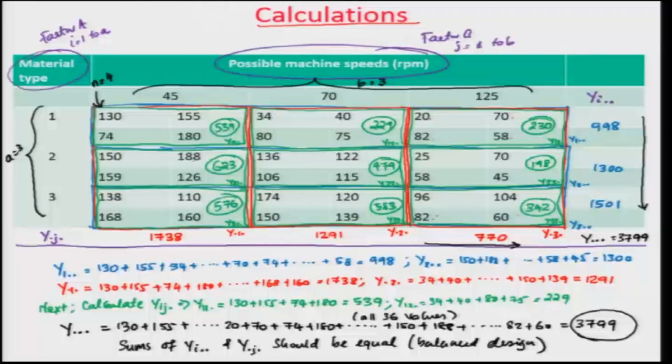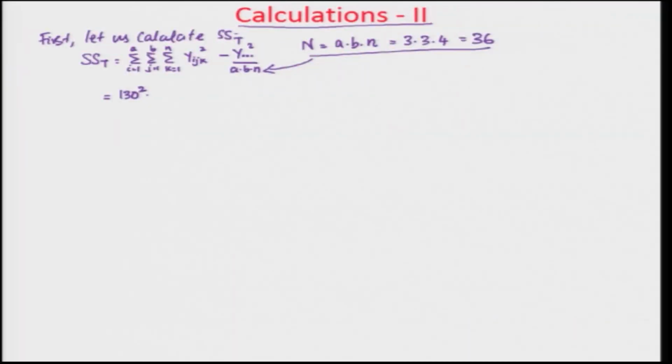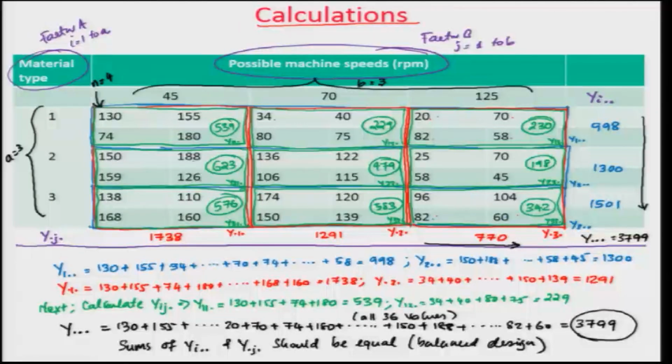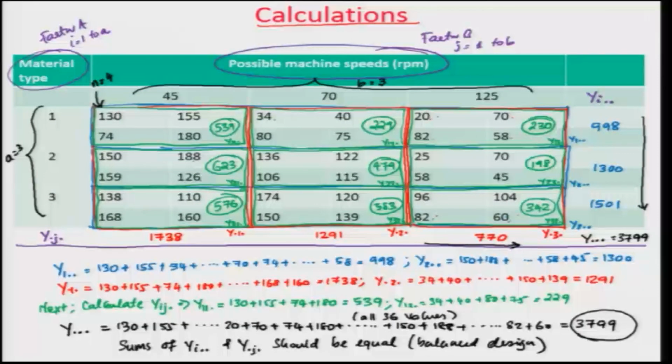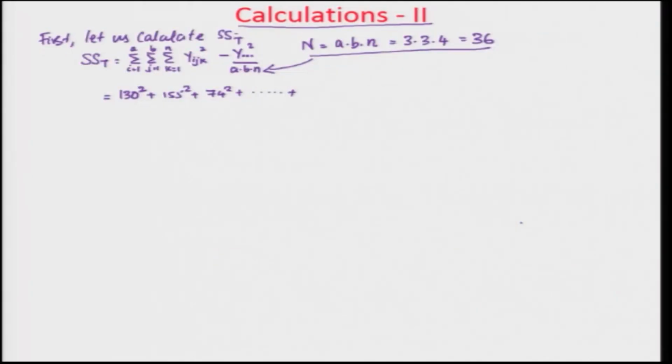So where are these values coming from? These individual values, you square them, right. So those values will be 130 square plus 155 square plus, okay, the third value will be 74 square, 180 square, you square all those values, right. So plus 74 square plus all the way up to the last value, which is 60. So plus 60 square, okay, you square all those values.